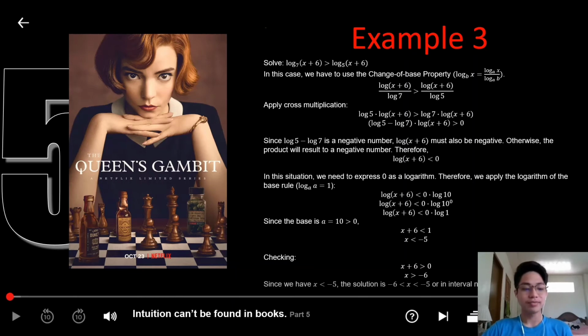Checking. First, we need to get the domain of x, and so x + 6 is greater than 0. When we move 6 to the other side, we get x is greater than -6. Since we have x is less than -5, the solution is x is greater than -6 and is less than -5. Or in interval notation, x is an element of the set (-6, -5).